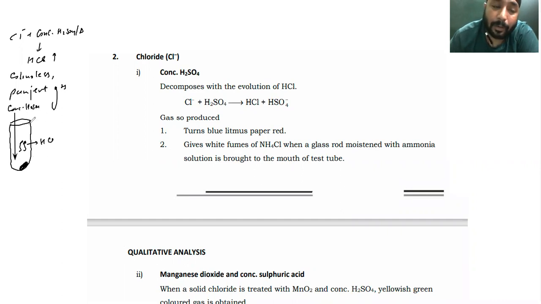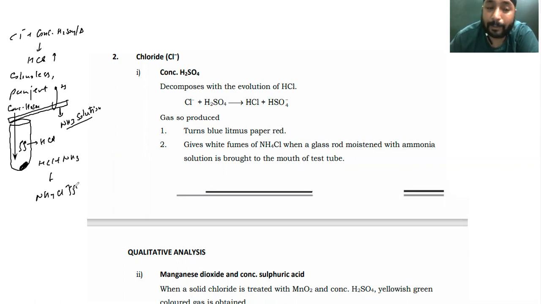Now, there are two ways to predict whether the HCl gas is there or not. In the first, take a glass rod dipped in ammonia solution. What exactly happens when HCl comes in contact with this ammonia? It will produce white fumes of NH4Cl.